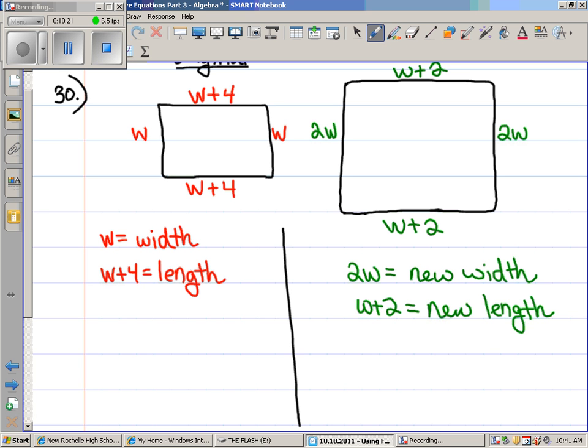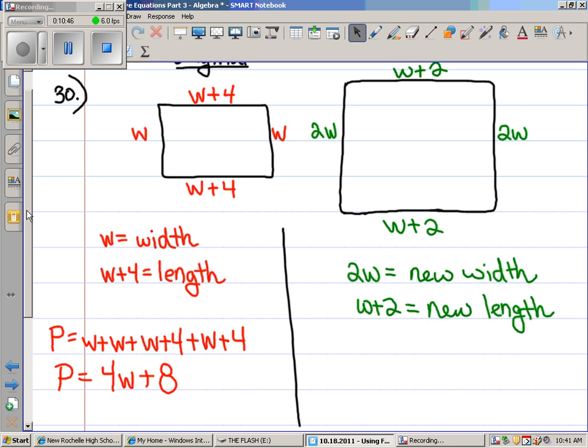So the perimeter of our original rectangle is W plus W plus W plus 4 plus W plus 4. All I did was add up all the sides. And so when I add them all up, I think I get 1, 2, 3, 4 W's plus 8.